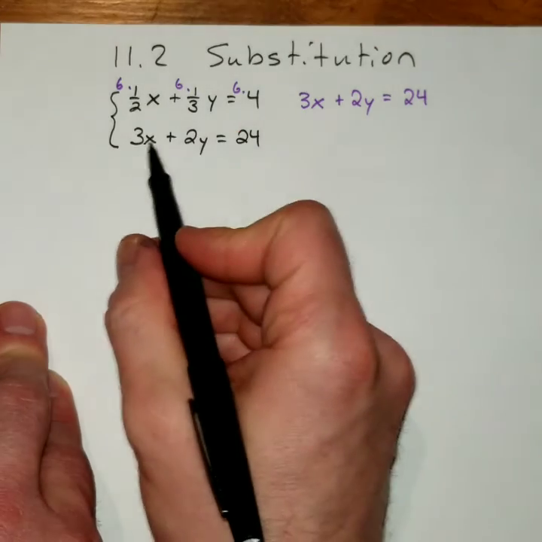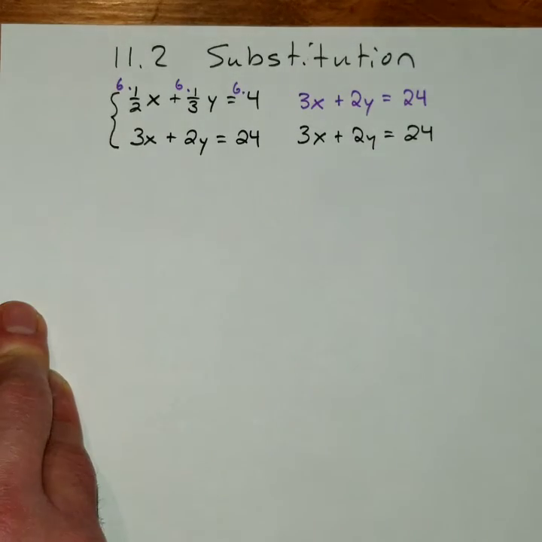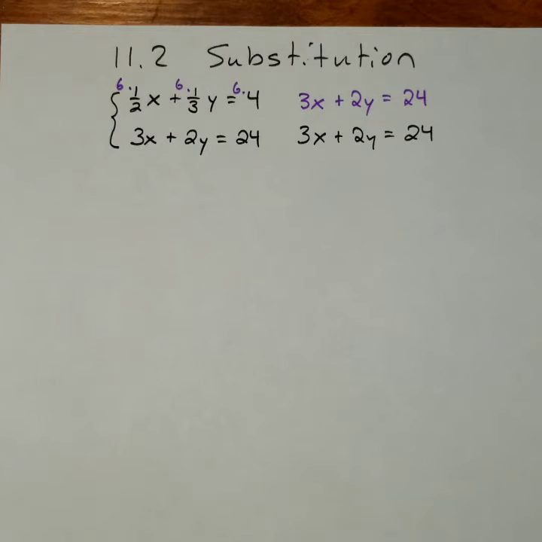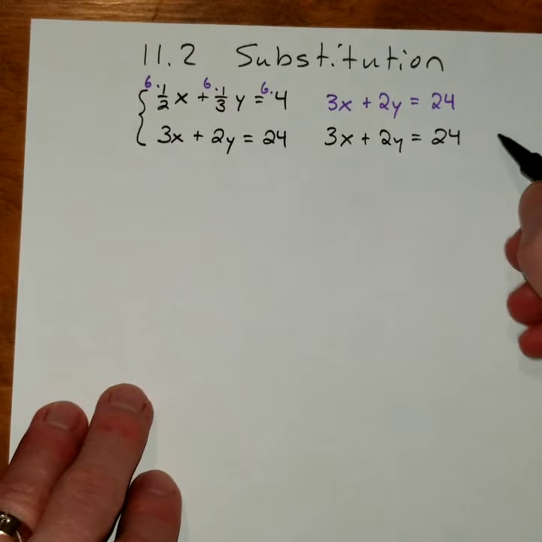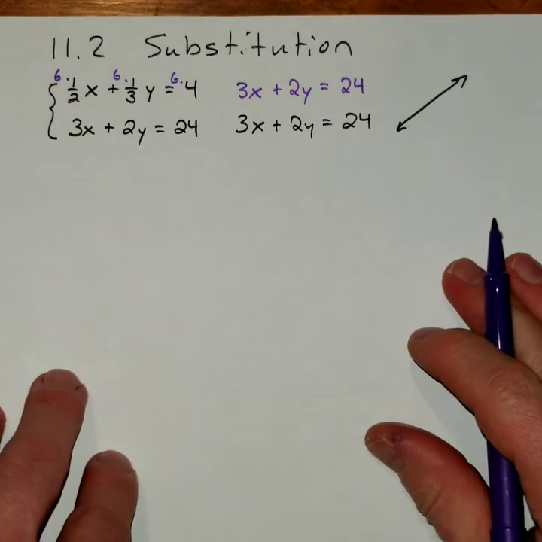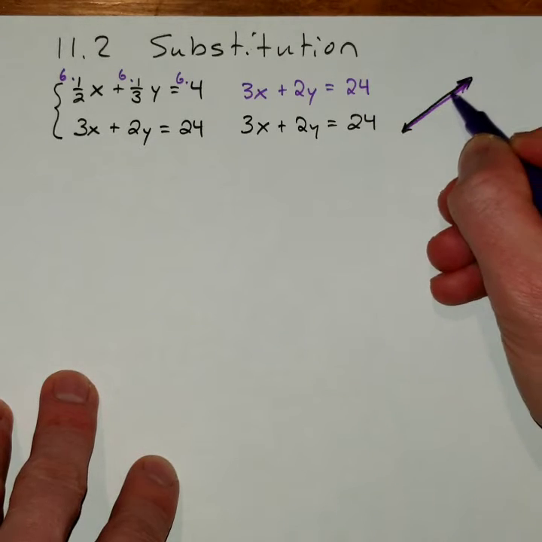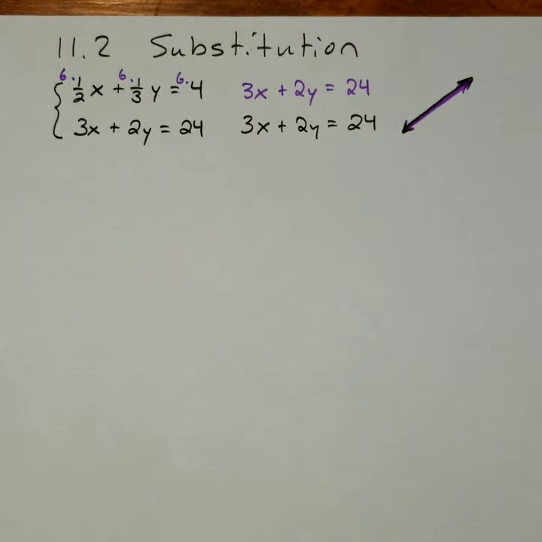The second equation is also 3x plus 2y equals 24, which is interesting. What we have is a system where both equations are the same. And if you remember back to the previous section, we talked about this. When you have two lines that are the same, you have one line there, and then I'll do the purple line, kind of goes right over top. They're the same thing. And so you have two copies of the same line.